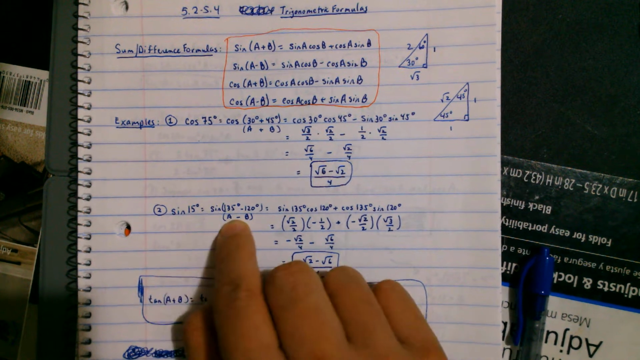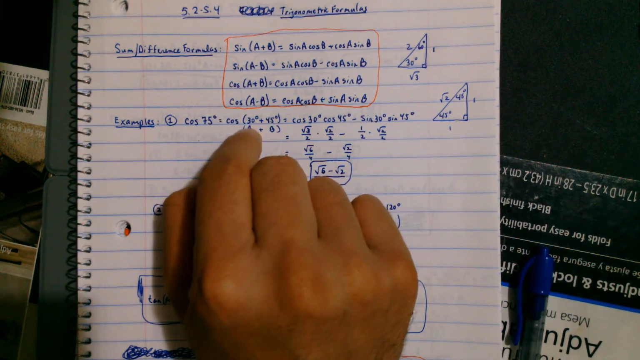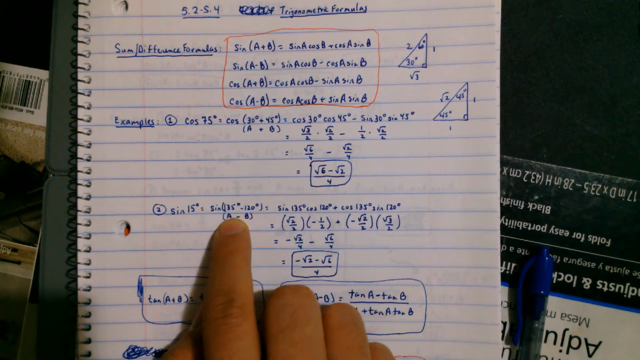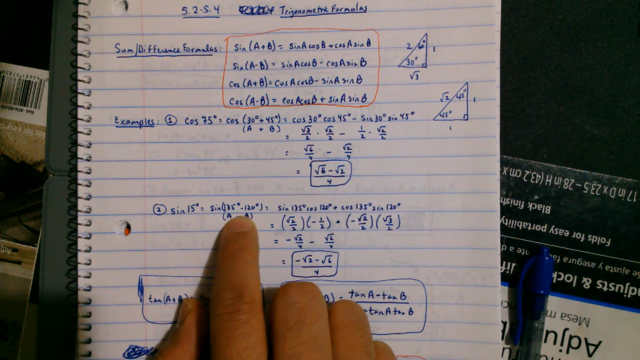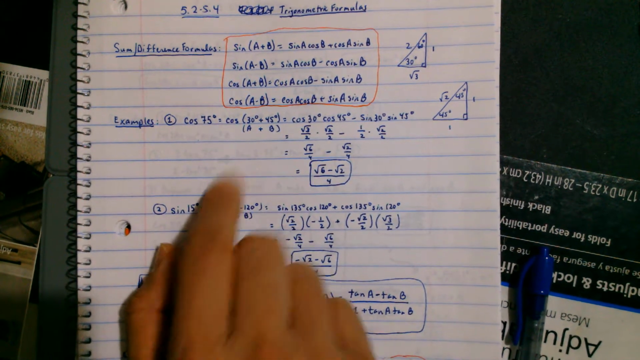Sine of 15, I'm going to do subtraction. You understand as well, I could do 45 minus 30 to get 15. I went a different combination. I went 135 minus 120. If you do 45 minus 30, that's perfect. There are many, many different combinations here.